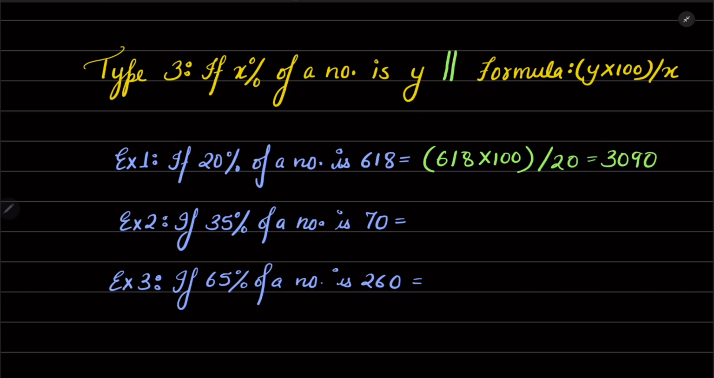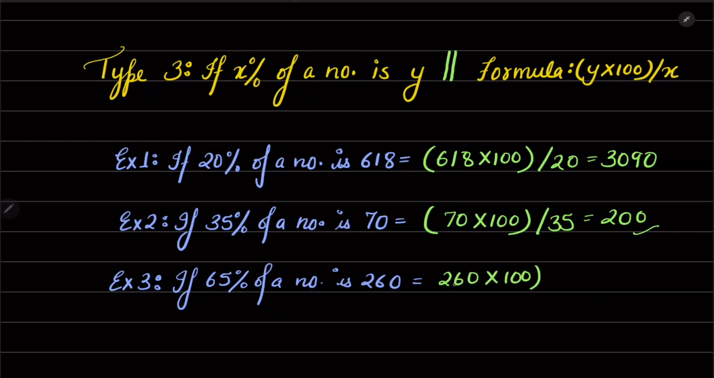Similarly for the second, if 35% of a number is 70, 70 is our y. We multiply it by 100 and we divide it by 35 to get 200 as our number. Now in the last we have 260 as y into 100 and 65 as x. So the answer is 400.